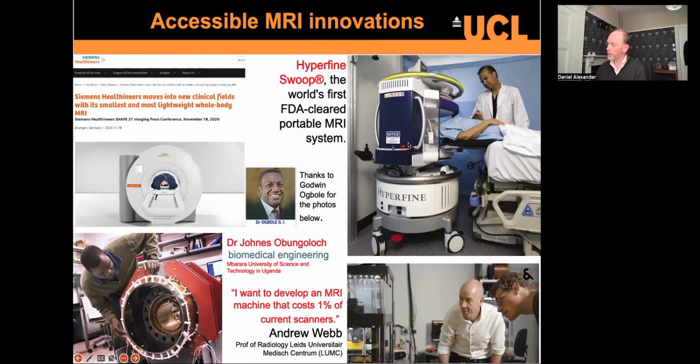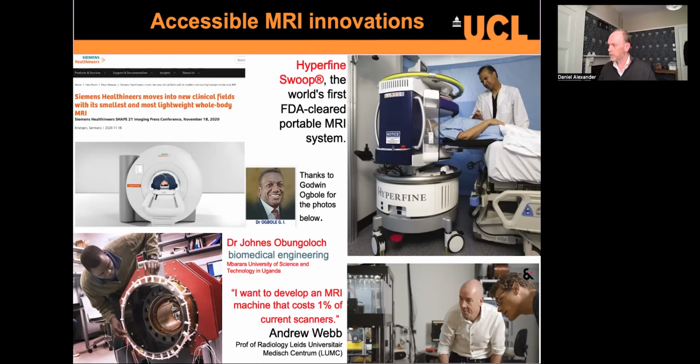So this has been on the market, and there are quite substantial efforts around the world to deploy these kinds of machine now to Africa and other lower middle income settings. There are other machines like this emerging now. This is another device, the brainchild primarily of Andrew Webb in this picture here from Leiden. And just a couple of weeks ago, I was in Nigeria at the same time that they were installing this machine in Uganda.